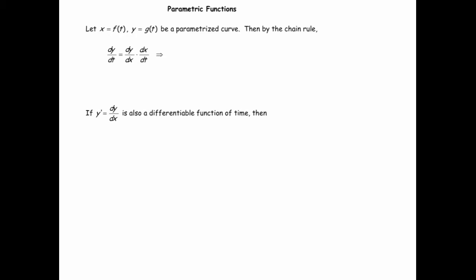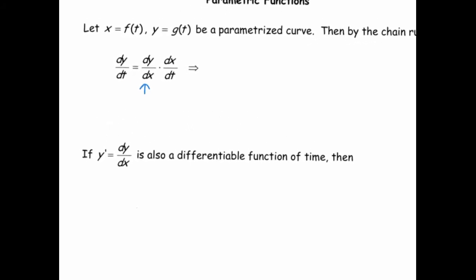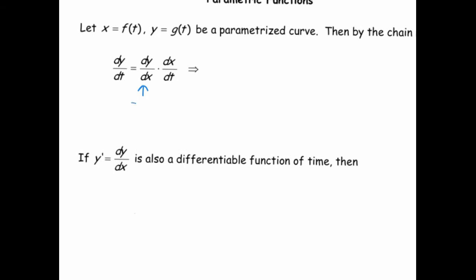Now dy dx still means the slope of the tangent line. Okay, the slope of the tangent line. So I'm just going to indicate that here. That means the slope of the tangent line. Right, so parametric functions can trace all different types of pictures and curves, and dy dx will still mean the slope of the tangent to the graph at that point.